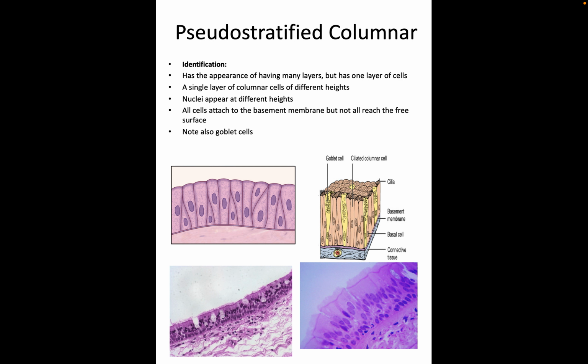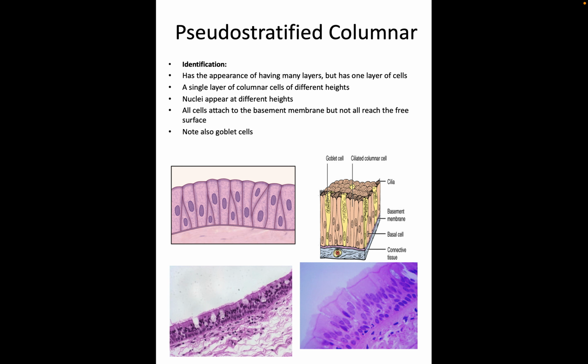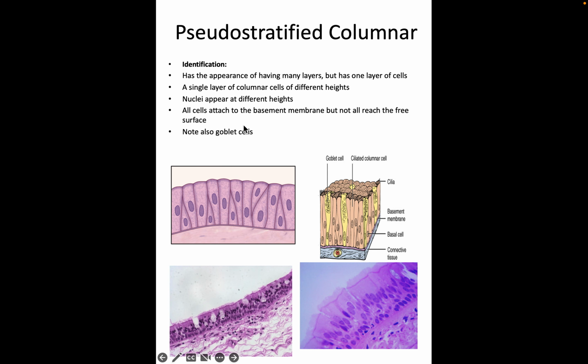Now, the way you tell this apart, so here we did simple columnar, here we're doing pseudostratified columnar. There are a couple of ways, but the main way is to look at the level of the nuclei. In simple columnar, the nuclei are roughly in a row, roughly straight across. In pseudostratified columnar, the nuclei are all over the place. You have some at the top, some at the bottom, some in the middle. They're kind of scattered throughout.